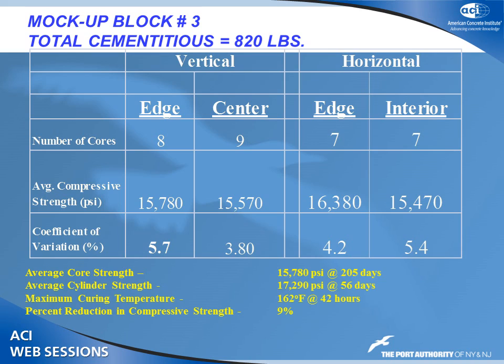Okay, what did we get with cylinders? Here's what we got with the cylinders. 56 days, 17,290. What did these cores produce? 15,780. Okay, were these cores damaged? I don't know, maybe not. I don't think they were. I think that's really the strength of the concrete in place.